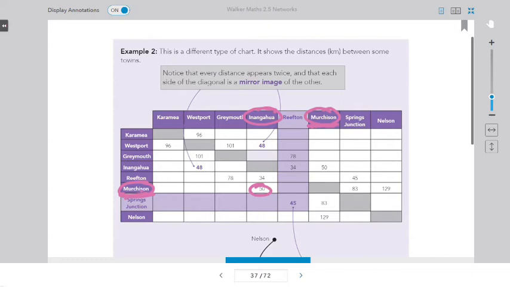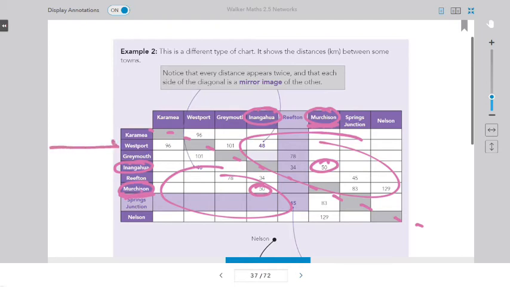So you have that value twice, which means that it's going to have two different intersections. But notice that they have the same value. So if you look at the diagonal across here, this side is a mirror image of this side. So you don't need two values for each one. It's going to be the same value no matter which way you read it.